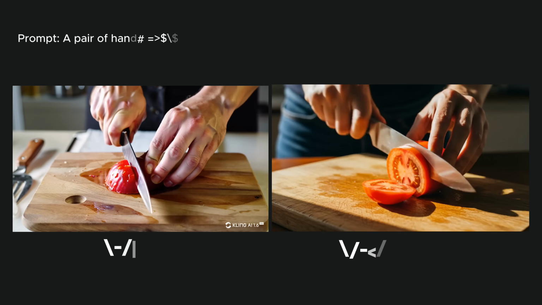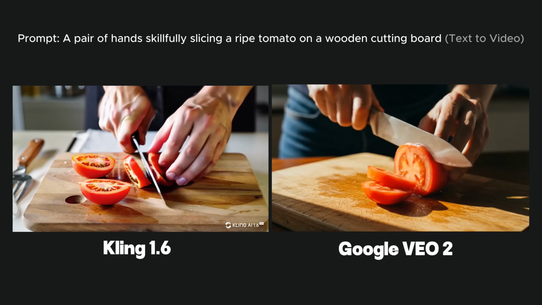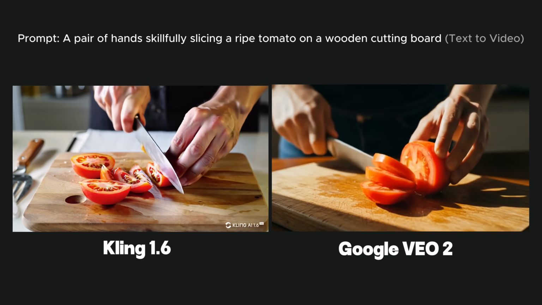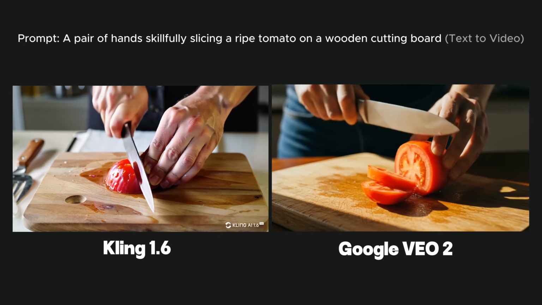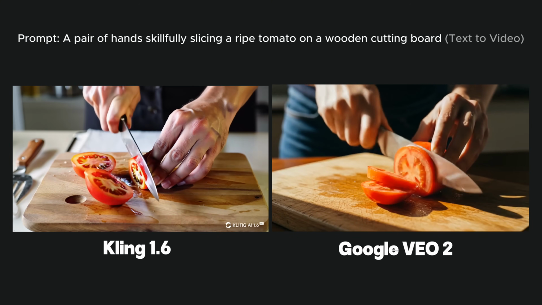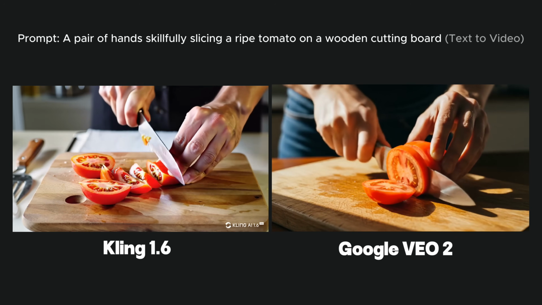So I want to start with the famous tomato cutting scene. This is the Kling output. The beginning of the shot is unfortunately unusable. And yes, VEO shot looks really like next gen here. And if you cut maybe the beginning of Kling shot, it's usable, but still it's not as good as VEO, unfortunately.